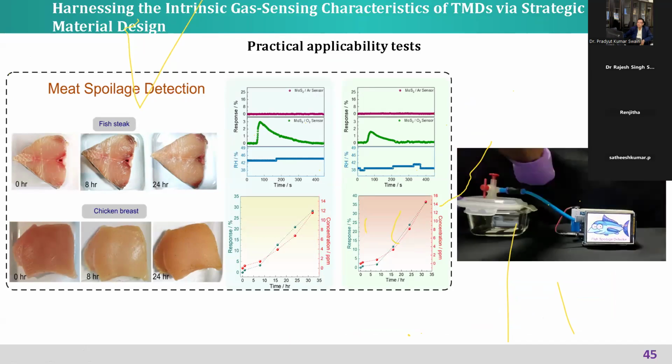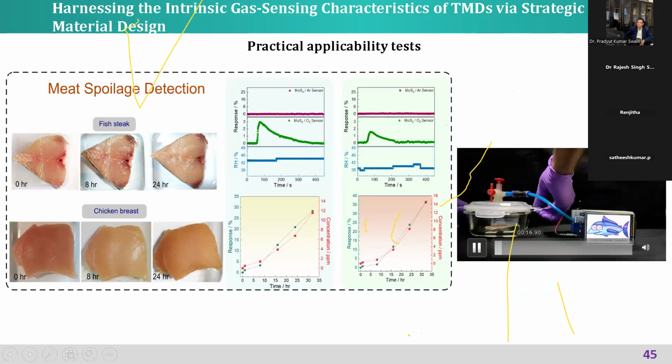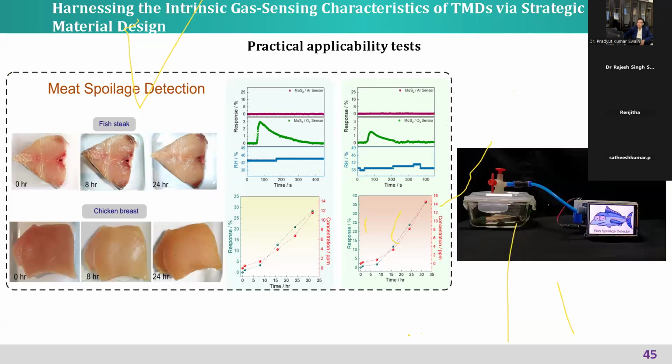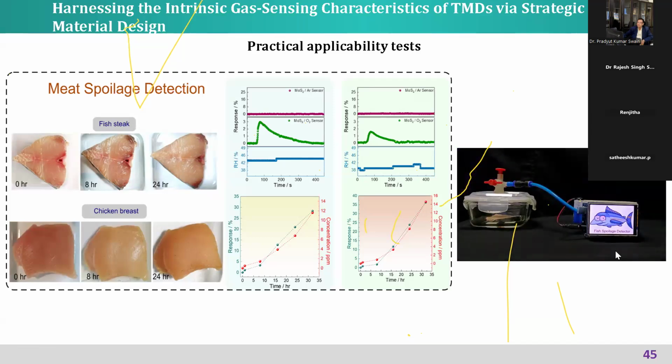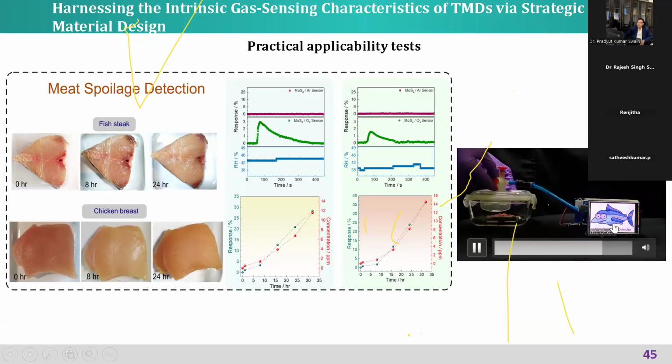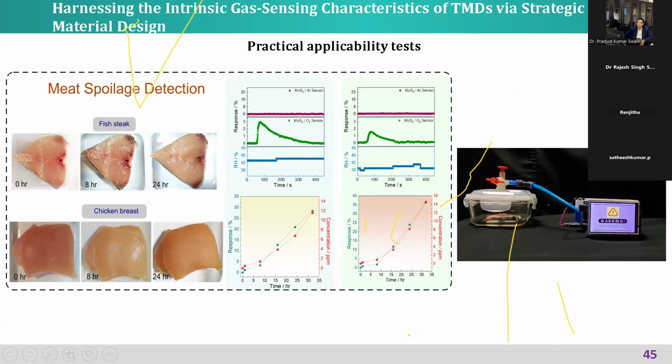If you see this response, when they start the chicken, it's good. Every 15 minutes you open it and expose it to the sensor, and it's good. But after some time, you see that this one shows that the meat is spoiled. It shows the warning that the meat is spoiled. Okay, let me go to the next one.